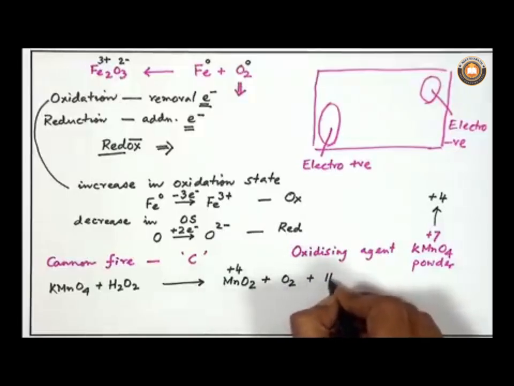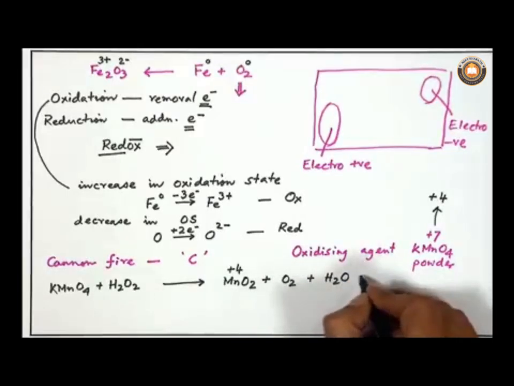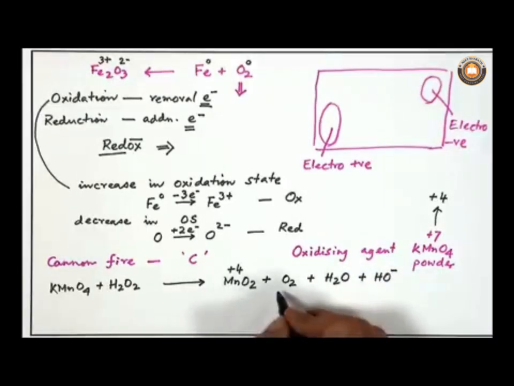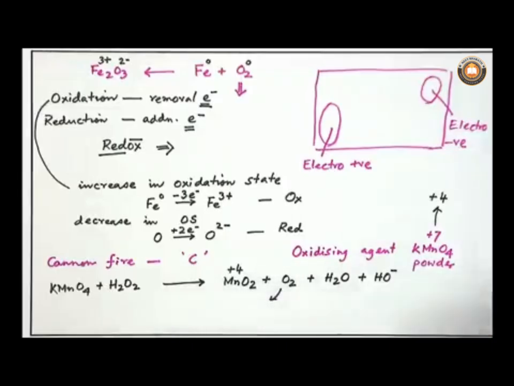Then we can also have water from the reaction, and the hydroxide ions. So, in a single shot there is the evolution of this particular oxygen, which is very much localized. This localized evolution of O2 can accelerate the burning process.